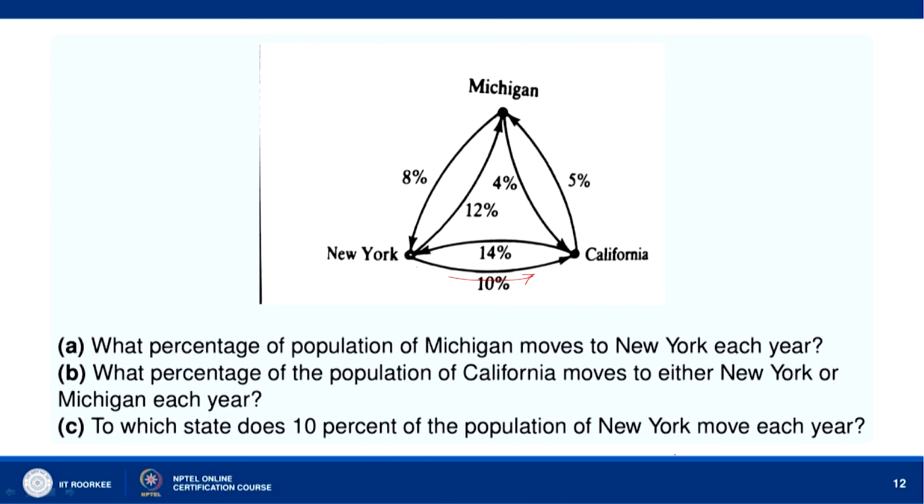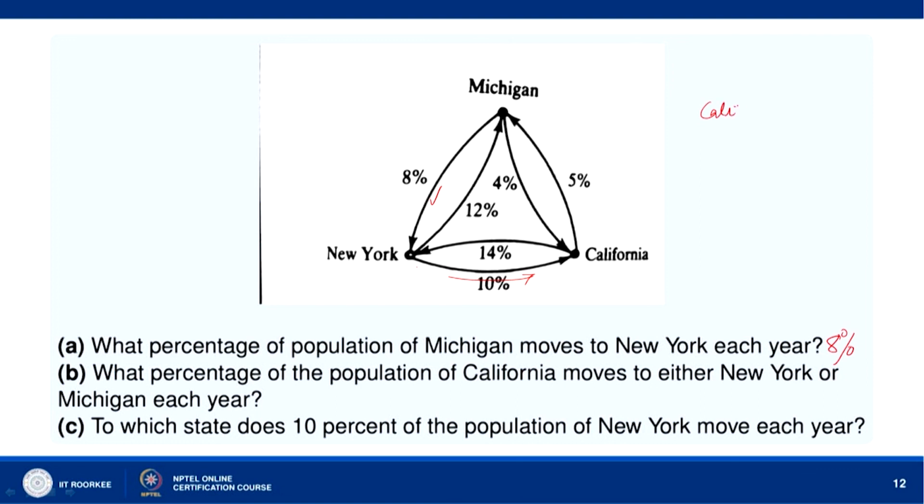Now, let us answer these questions. What percentage of the population of Michigan moves to New York each year? Michigan to New York: 8%. 8% of the population of Michigan moves to New York each year. Then, what percentage of the population of California moves to either New York or Michigan? California population moves to New York is 14%.